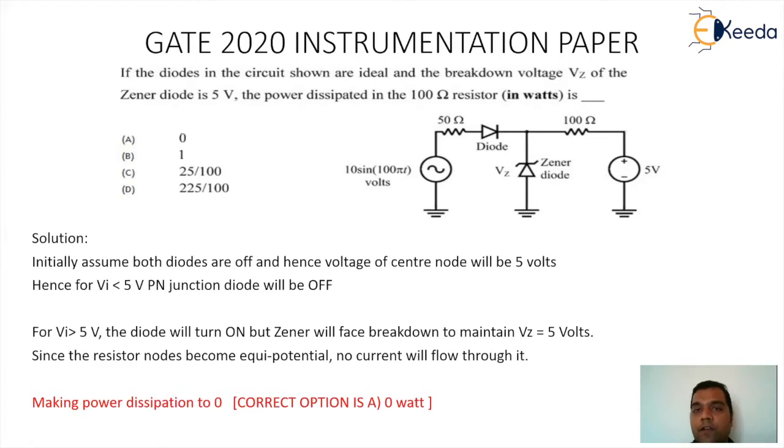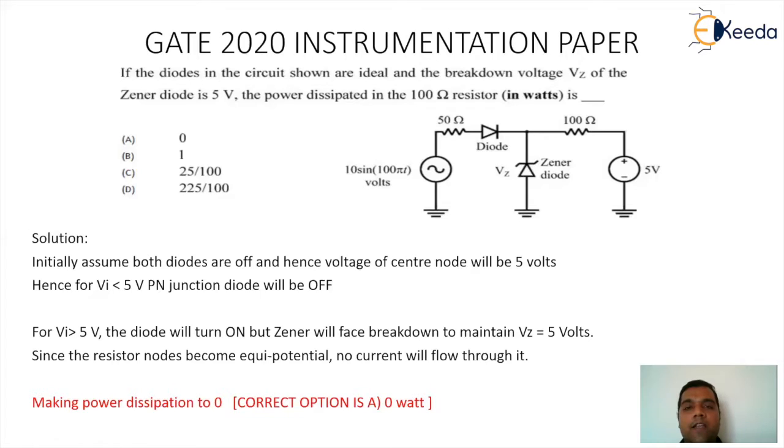First of all, the reverse breakdown voltage of the Zener is given as 5. And since the diode is ideal, if the anode is greater than the cathode, it will work like a closed switch. Else, it will work like an open switch. So we are going for a solution. Initially, we assume both the diodes are in the off state. If both the diodes are off, the center node will go straight to 5 volt.